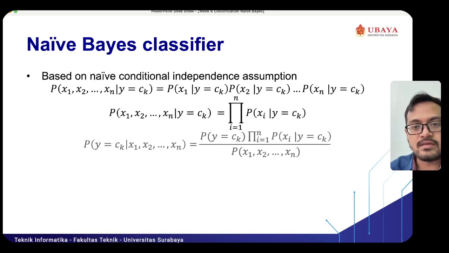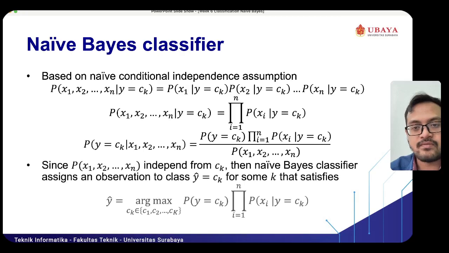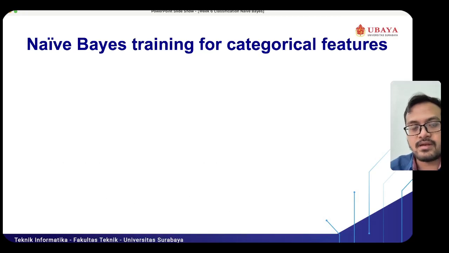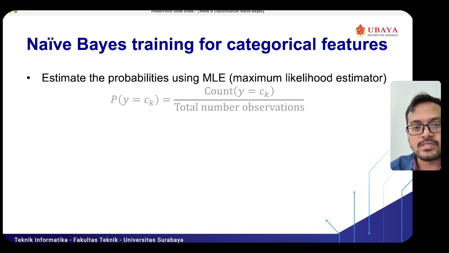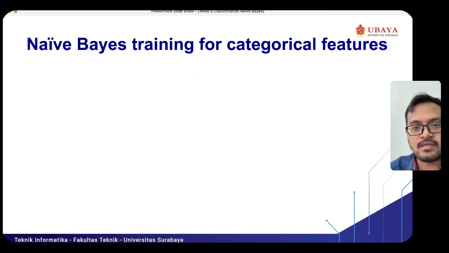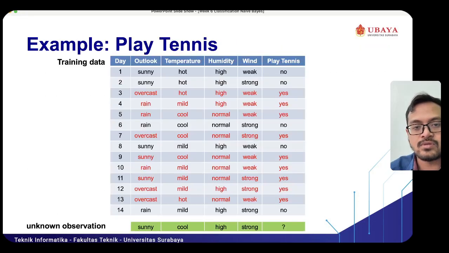Okay, so I think it will be easier to understand how this naive Bayes theorem works. So we can just skip this slide and go directly into our example. These are the examples in our data set. We have 4 different features: outlook, temperature, humidity, and wind.